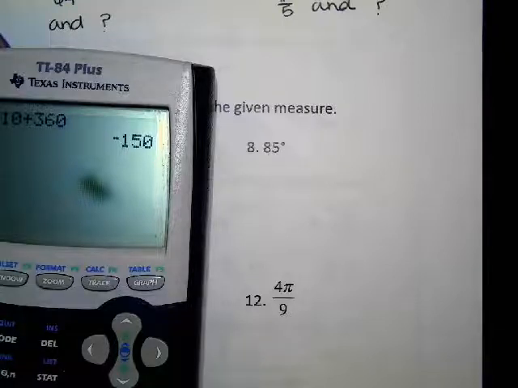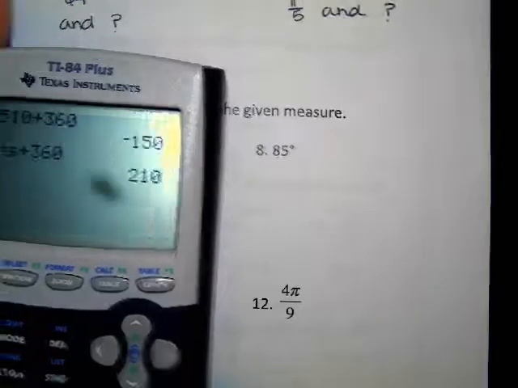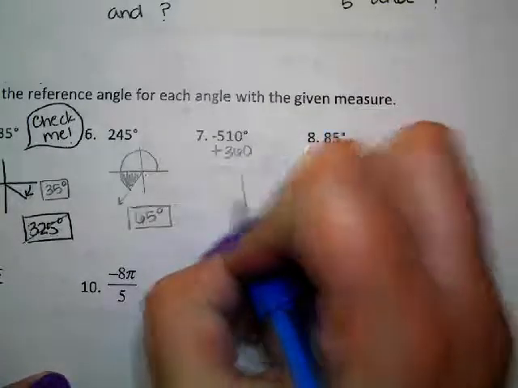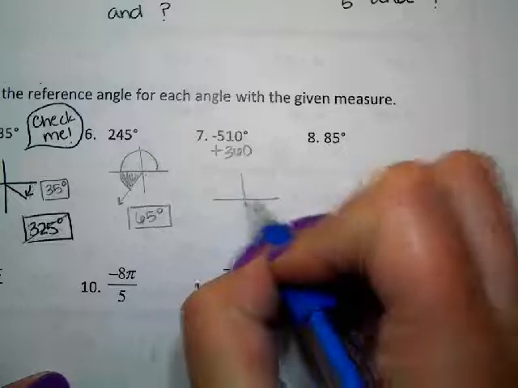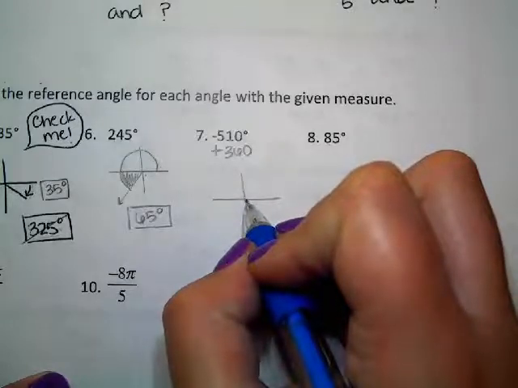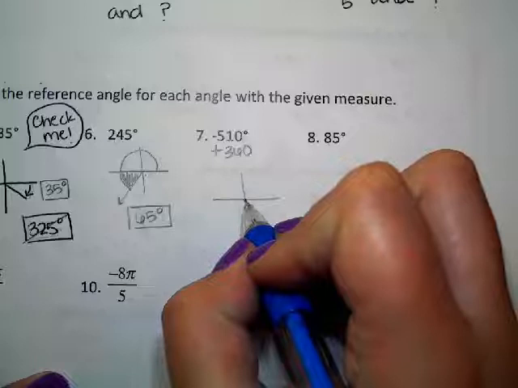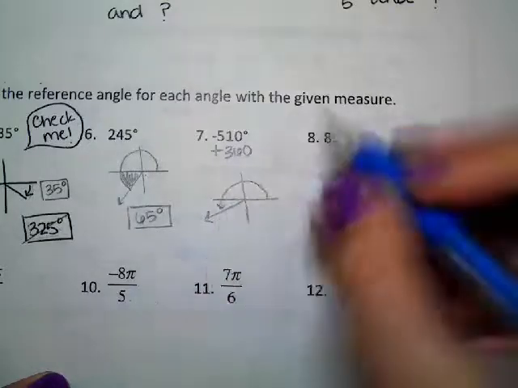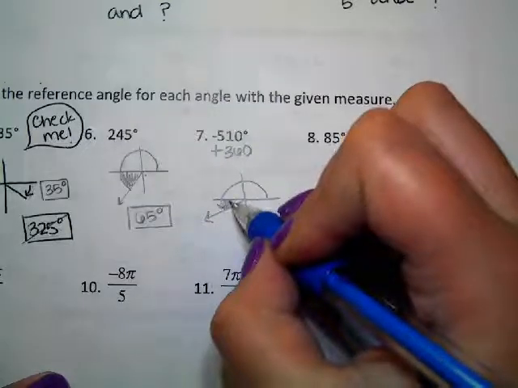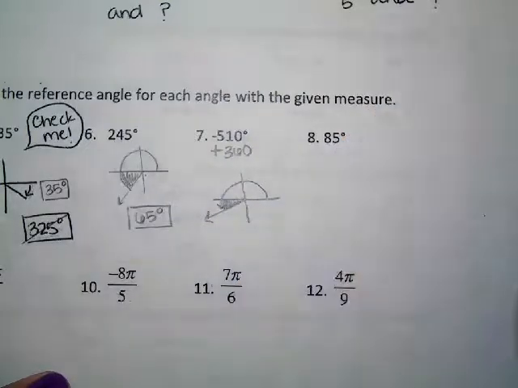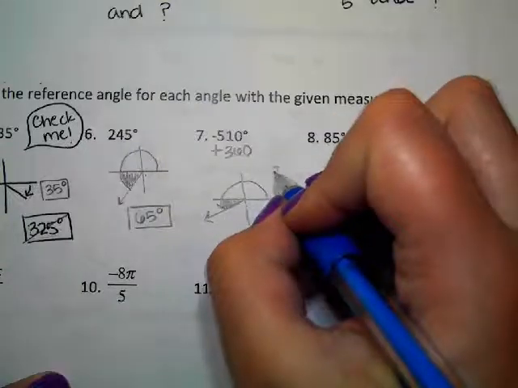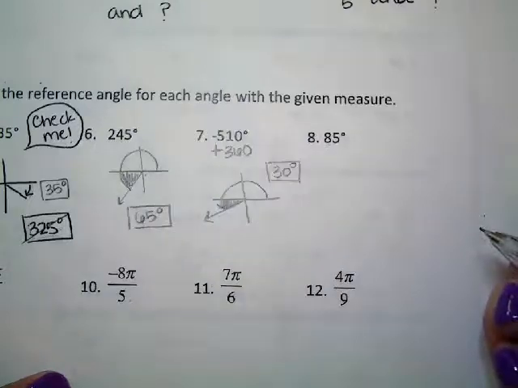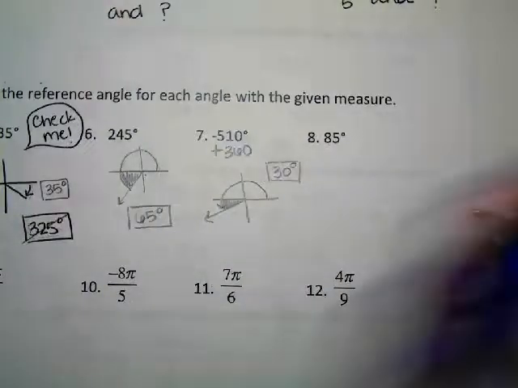You added another? Okay. So 210. Negative 150 might be comfortable for you. Positive 210 might be better. So 210 is in what quadrant? Third, okay. So 210 is about over here. And so how many degrees are there right in here? There's 30 degrees in there, so we're 30 degrees away from the x-axis, so the reference angle is 30 degrees. Does that make sense?